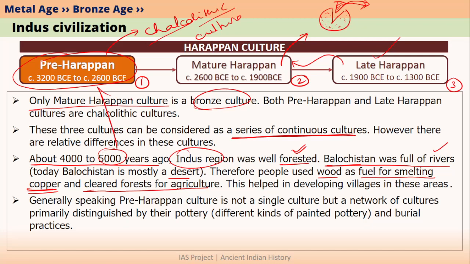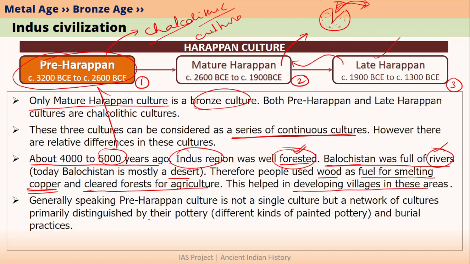There were many rivers, and because of the rivers, there were forests. And because of these forests, people were easily able to get wood for smelting of copper. Moreover, they also cleared these forests so that they can practice agriculture. So basically, having rivers as well as forests in these areas contributed to development of villages in these areas.